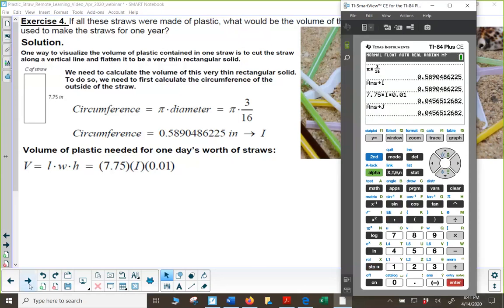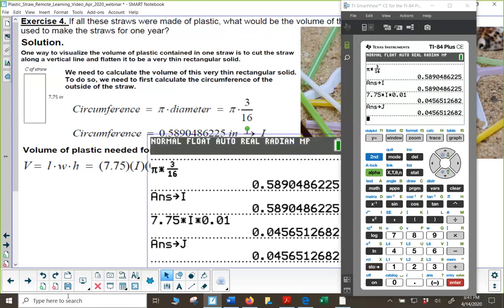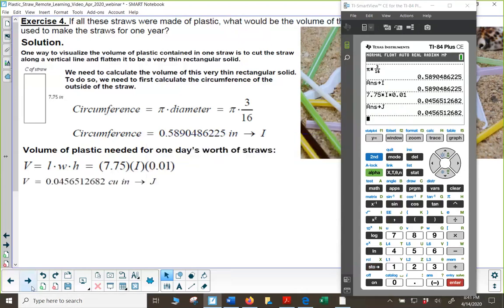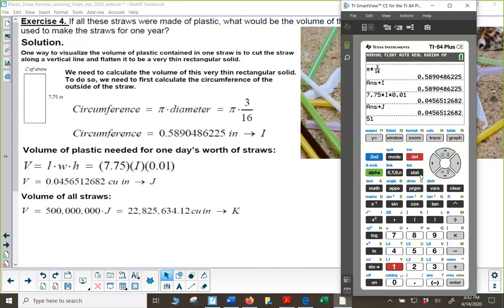And then I'm going to look like this. Is that into J? And now I need to find the volume of all the straws. There's 500,000 of them in 1 day. So I'm going to multiply that times J. So again, 500,000 times J, and then I'm going to store that into alpha K.